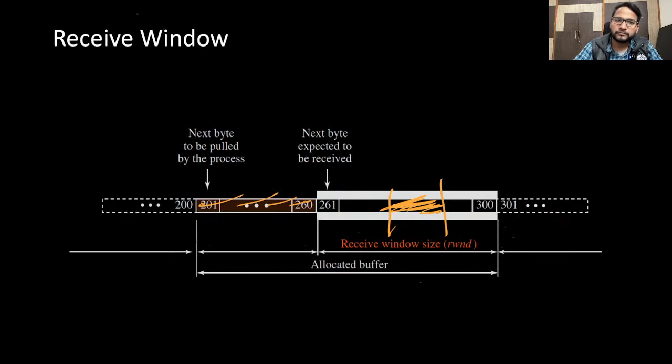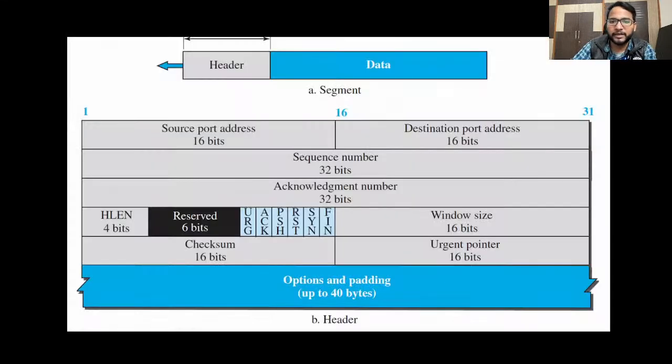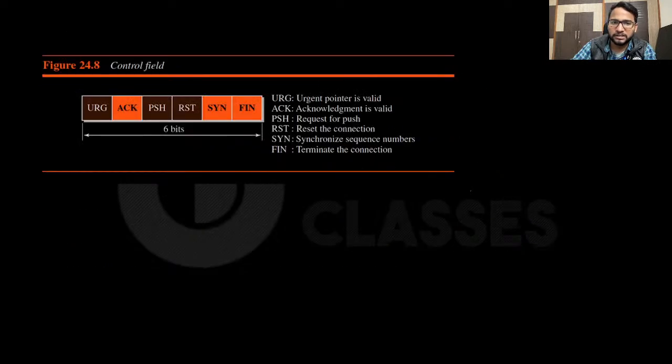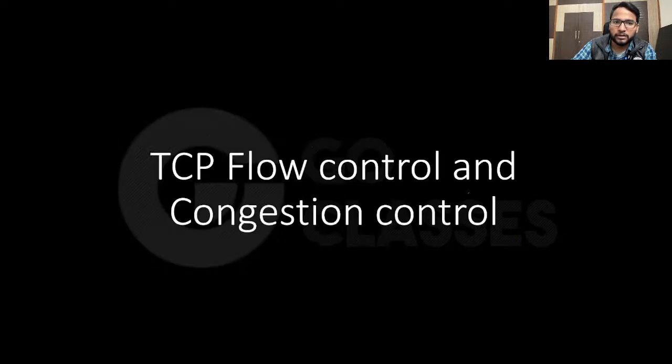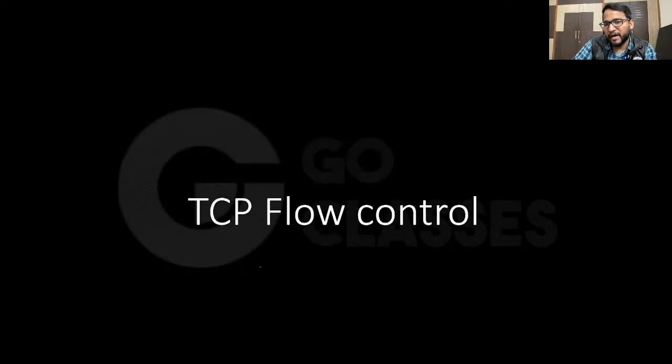Okay, maybe you have understood. Maybe let me take one more example and tell you more clearly how TCP works. After that we will be talking about the TCP header. So let me talk about TCP flow control. Now we are going to talk about TCP flow control and TCP congestion control, and the first thing we are going to cover is TCP flow control.